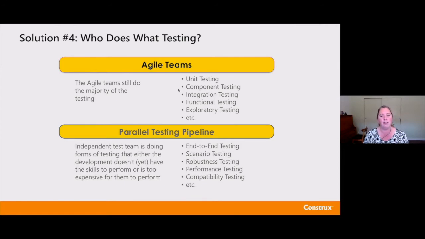The parallel test team or the independent test team is doing testing that the development teams, the Agile teams, can't do yet, or is too expensive for them to perform. So they're performing things like end-to-end testing, where I have a feature that was developed in one team and a feature that was developed in another team. And now I want to look at how those two flow together to provide an aspect of user value and make sure that user value chain or user value thread is really working in the way that we expect.